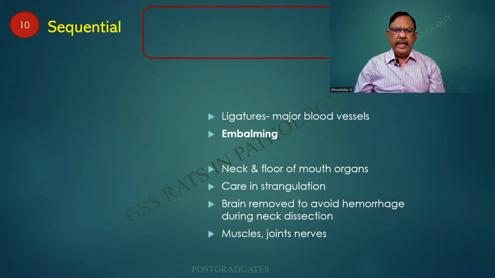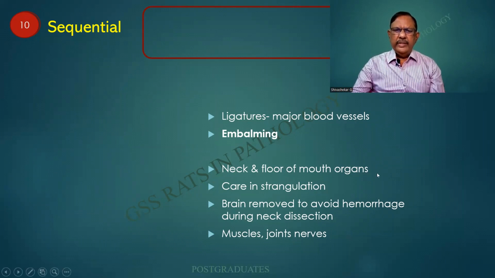There are some sequential activities that are going on. After opening up, there is a ligature of the major blood vessels. This is for two reasons: one, to prevent the outpouring of blood, and two, to facilitate embalming. After the blood is evacuated to some extent, formalin or buffered formalin is injected so that it perfuses into the various parts of the body, preserving it until the autopsy.